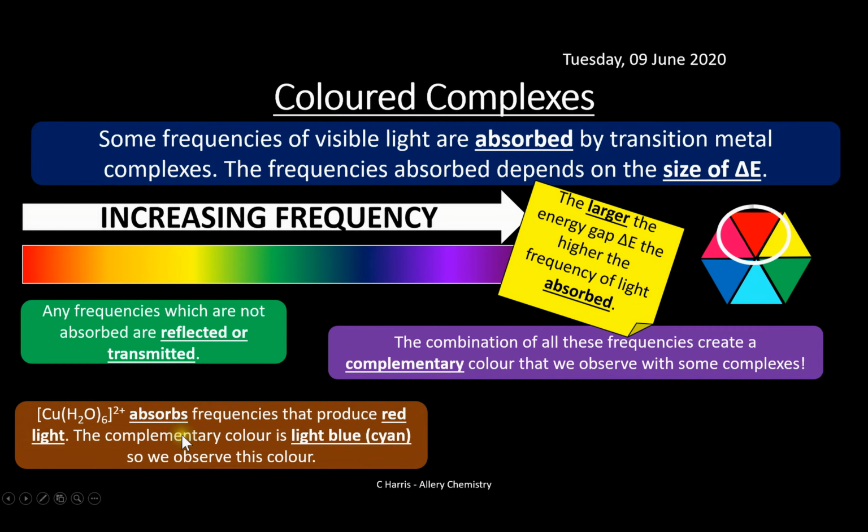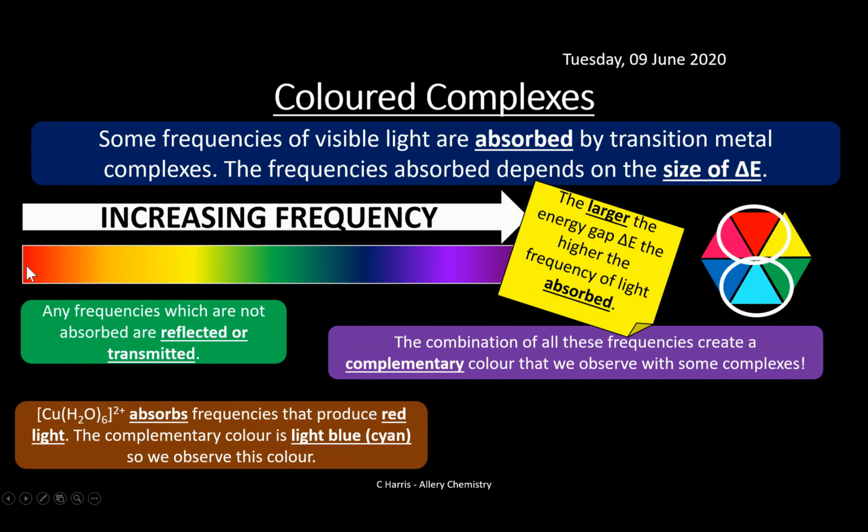Okay, so for example, let's have a look here. So we've got copper 2 plus solution. We know that this absorbs frequencies that produce red light. The complementary colour is light blue or cyan. So if we have copper 2 plus solution, or copper sulfate, for example, you add copper sulfate to water and you form this complex here. Now that complex, when white light is shining on that test tube, is actually absorbing red light.